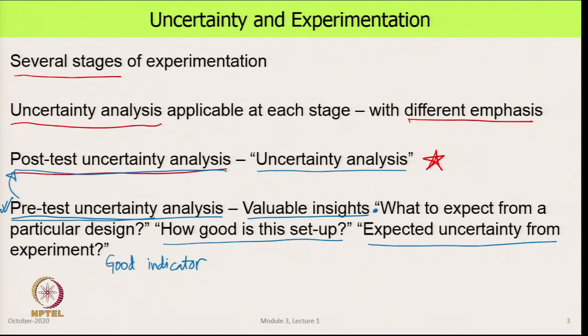So, that is what is the connection, that there are many stages of experimentation, and uncertainty analysis comes in and helps us in taking decisions and making designs, selecting instruments at different points in that experiment. And so, that is the link between uncertainty analysis and experimentation, and that is why we have taken it up here.